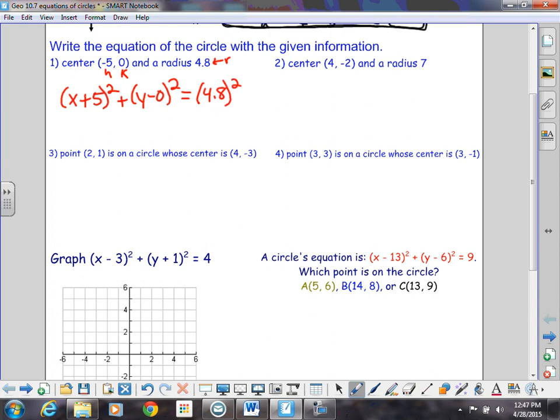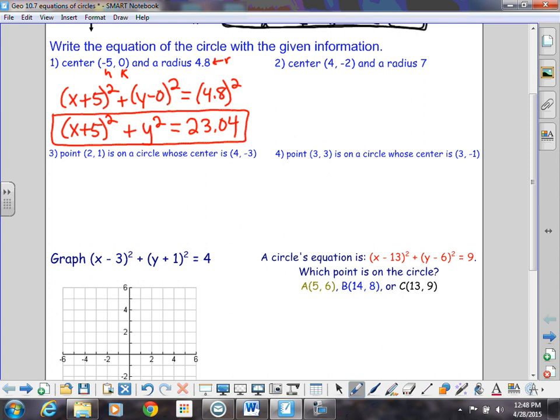Now, in the book, and when we do some multiple choice answers and all that stuff, we typically won't leave it that way. So this is fine. X plus 5 quantity squared is fine. But y minus 0 is just y. So I'm going to write that as simply y squared. And we always want to square that radius to get just a number. So that's 23.04. So that would be my final answer for my equation of that circle.